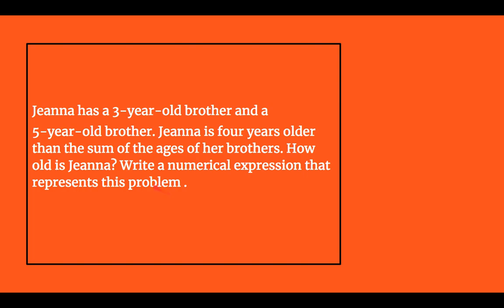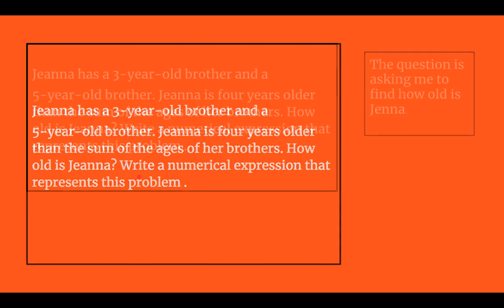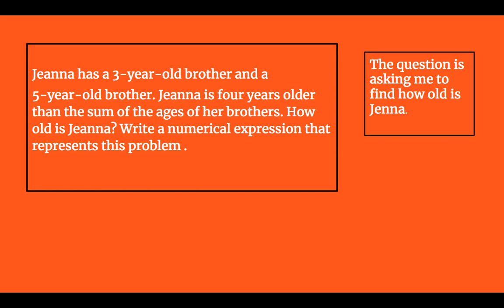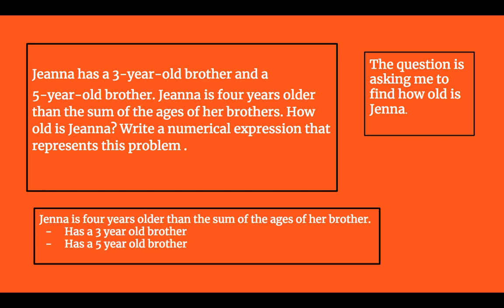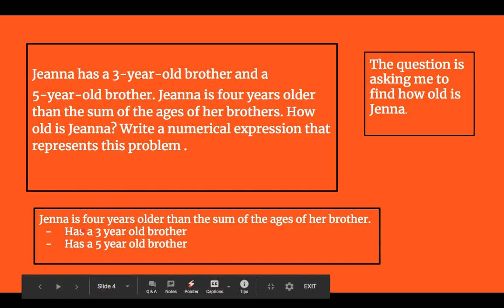Okay? So I already know that the question is asking me to find how old Jenna is. Okay? So Jenna is 4 years older than the sum of the ages of her brothers. So these are the important facts that I need to solve this problem. The problem tells me that she's 4 years older than the sum. So now I need to ask myself, what are the ages of her brothers, right? So here one brother is 3 years old and the other brother is 5. So I need to find the sum.